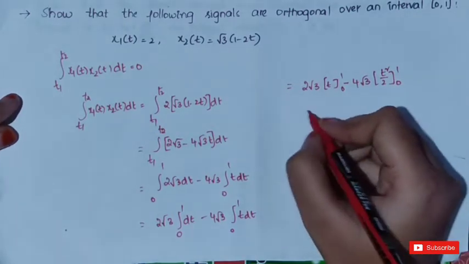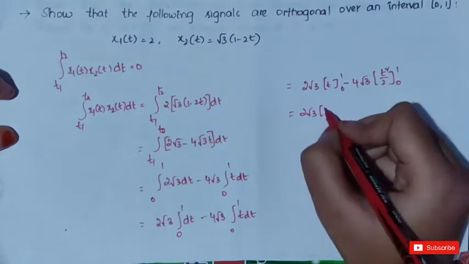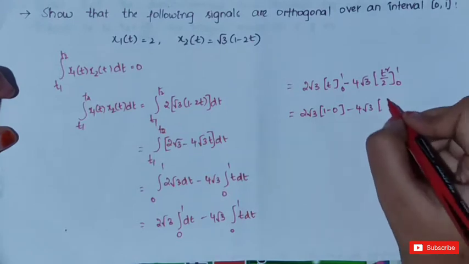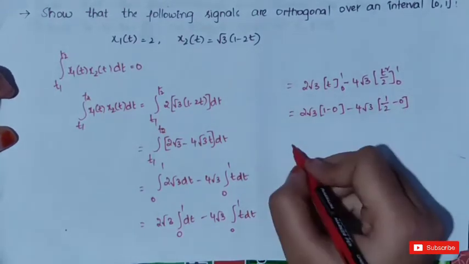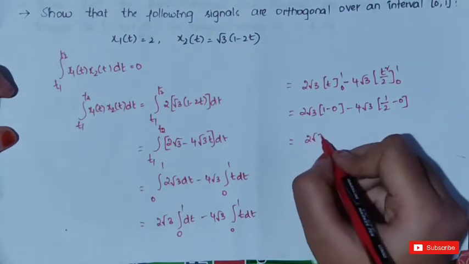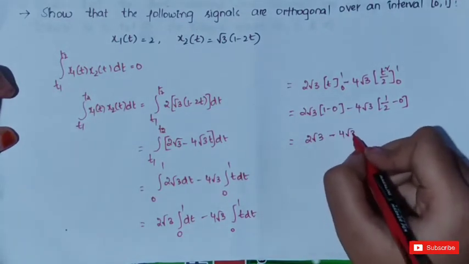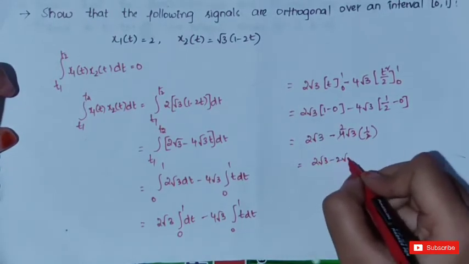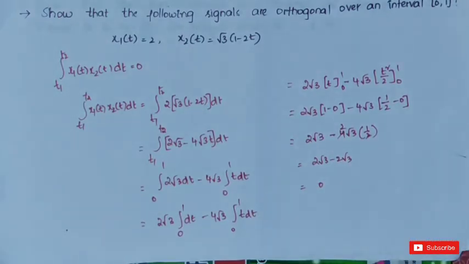We already know this in integrations. So 2 root 3 into upper limit 1 minus lower limit 0, minus 4 root 3 into 1 by 2 minus 0. 2 root 3 into 1 minus 0 is nothing but 2 root 3, minus 4 root 3 into 1 by 2. So 2 root 3 minus 2 root 3 is 0. So it is satisfying the orthogonality condition. So we can say that the following signals are orthogonal. It is very easy to solve. We just need to check whether the signals are satisfying the orthogonality condition or not.